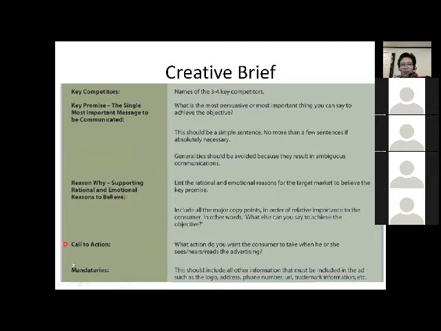And then, of course, we want them to do something. So we have what we call the call to action. What do you want them to do when they see, hear, or read the advertising?